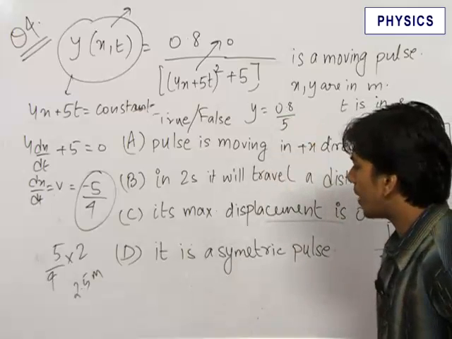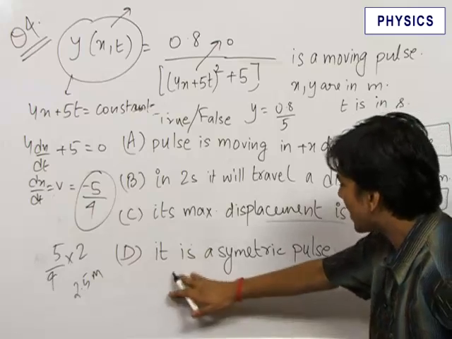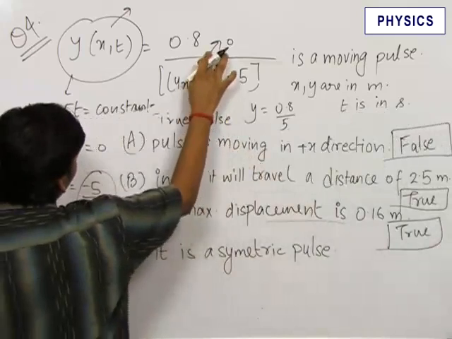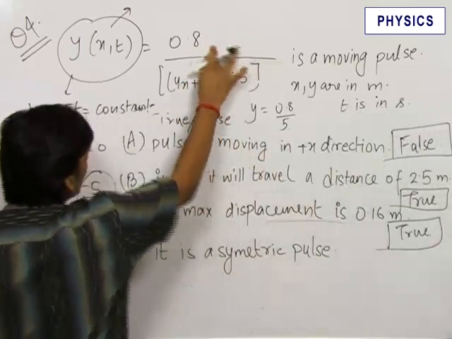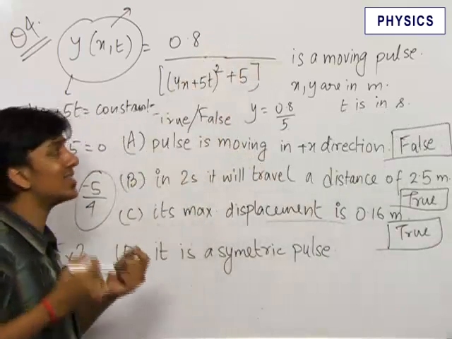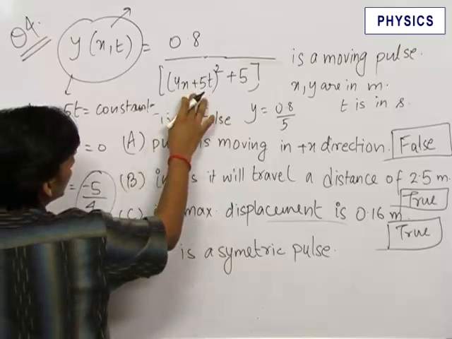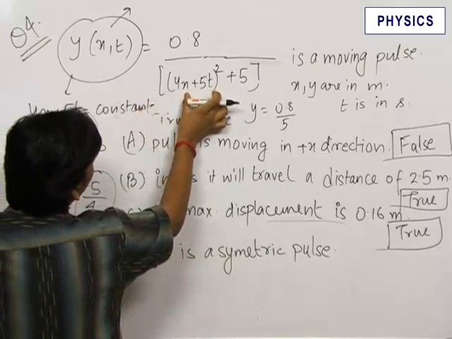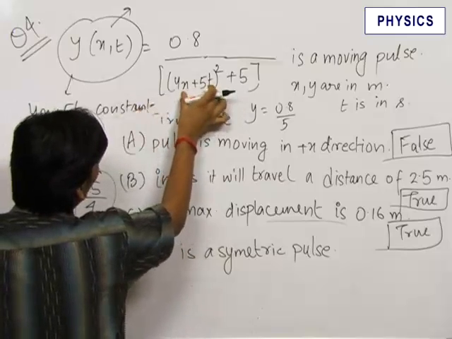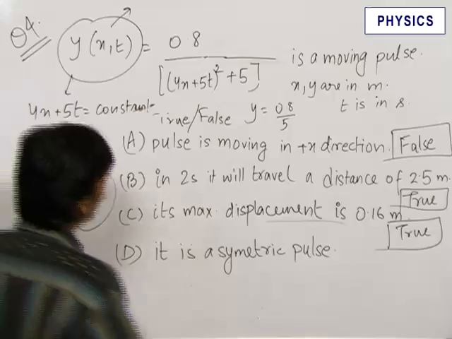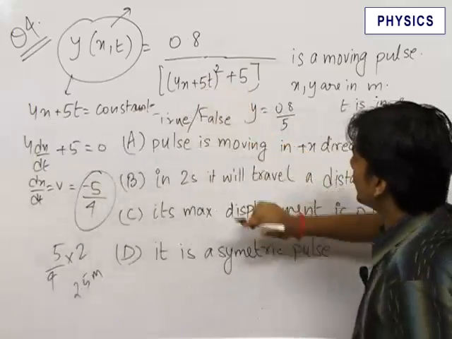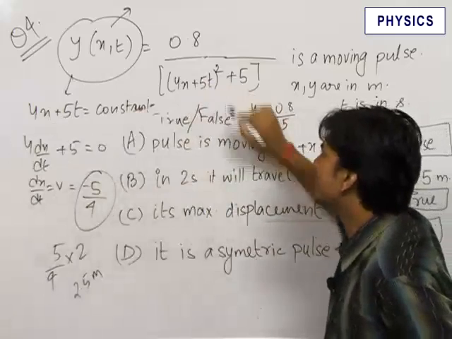Now the fourth part claims that the pulse is symmetric in nature. So let's check it from this equation again. In this chapter you just have to be very careful in analyzing the equations. In this part we see that this term is quadratic in nature. Now since it is quadratic in nature, let us check for any time t. For any fixed time t, this will be some quadratic equation.